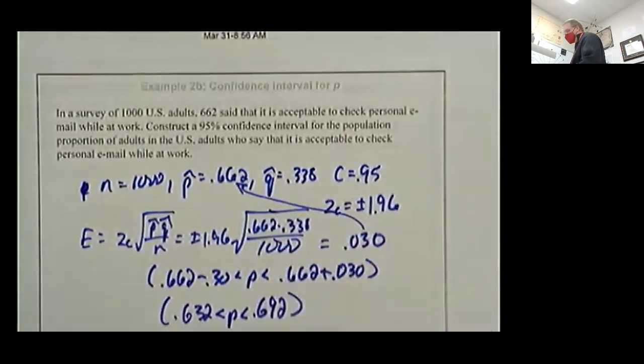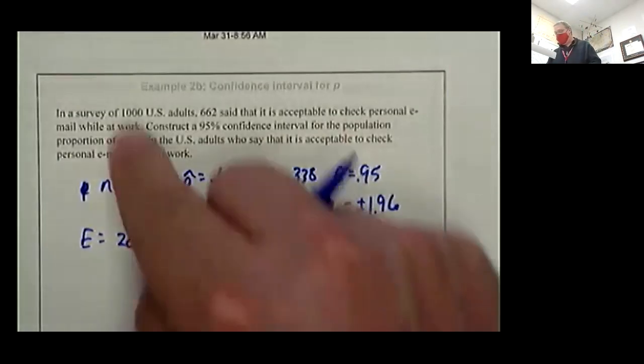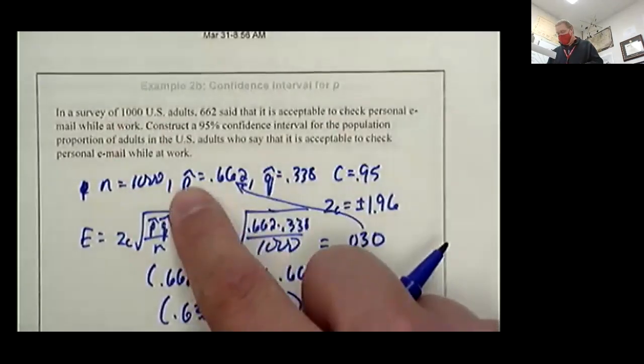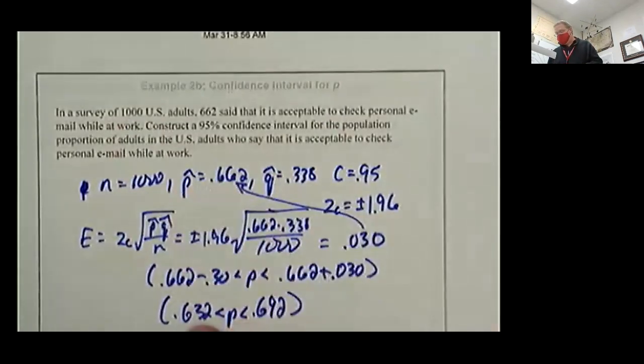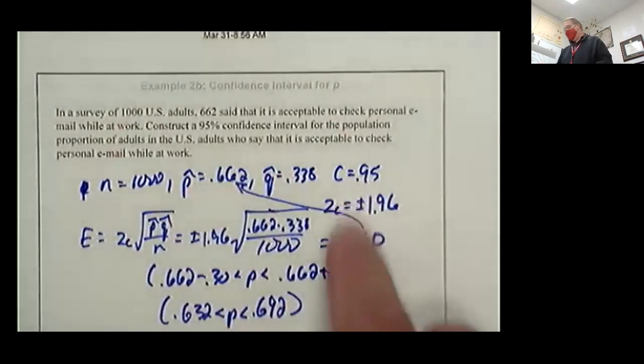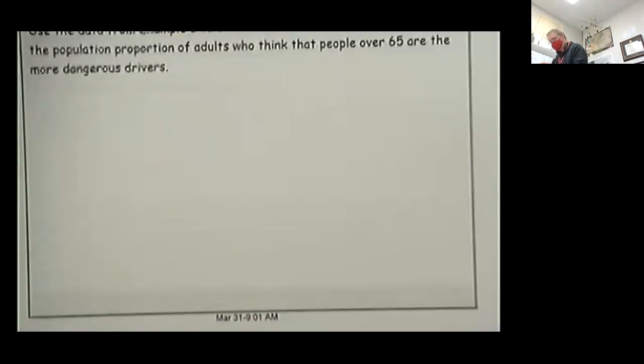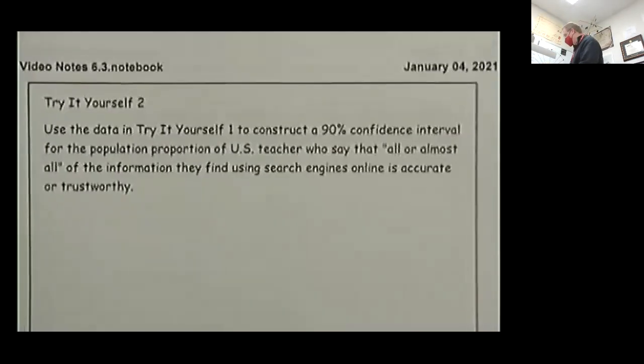So we are 95% confident that if we would take another sample of 1,000 US adults, their point estimate, their population p hat, will be bigger than 0.632 and less than 0.692. 5% chance it could be outside, 95% chance it should be in that interval. And we're going to work through some more examples. And then we're going to talk about how we could do this on the calculator. Let's work through a couple more examples.